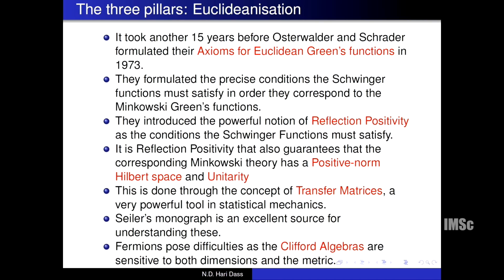Osterwalder and Schrader came up with a very powerful paper called Axioms for Euclidean Green's Functions. This came out in 1973. They formulated the exact conditions the Schwinger functions must satisfy so that they can be mapped into suitable Minkowski space Green's functions. Precise conditions. Very powerful result, but simple. So they introduced a notion called reflection positivity.